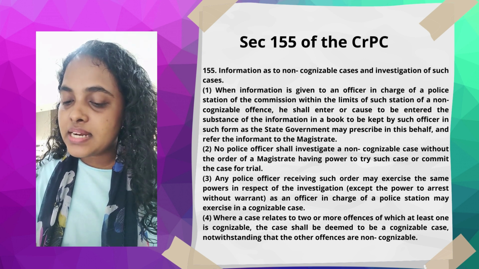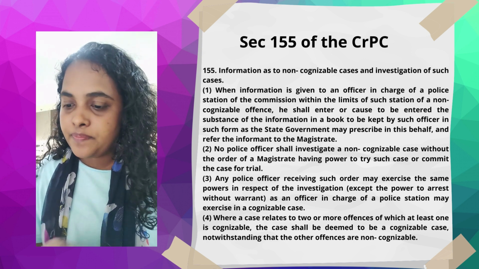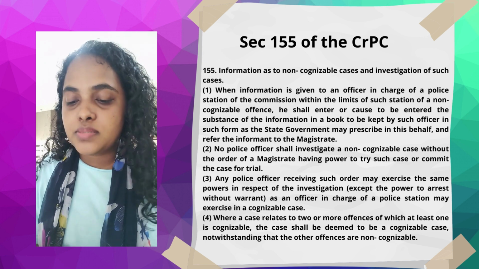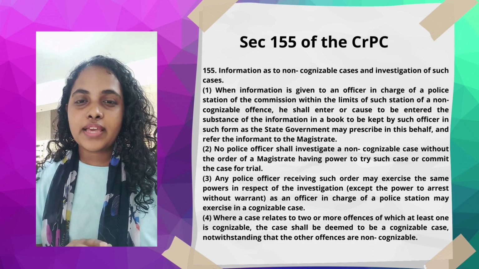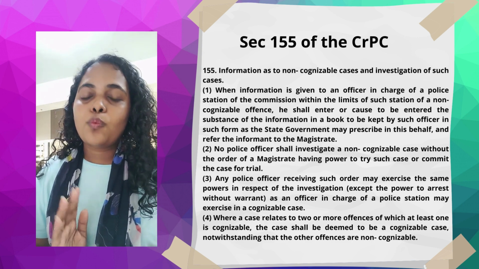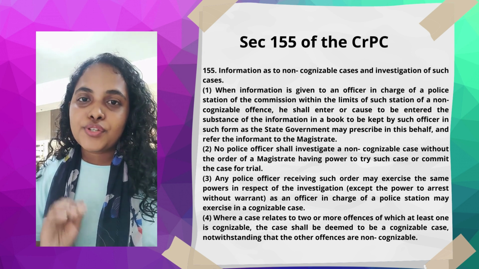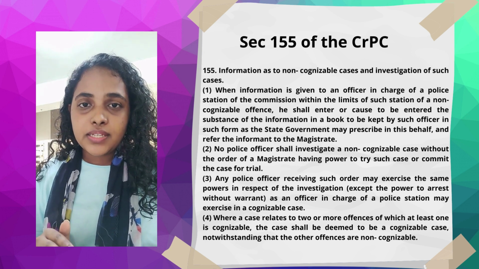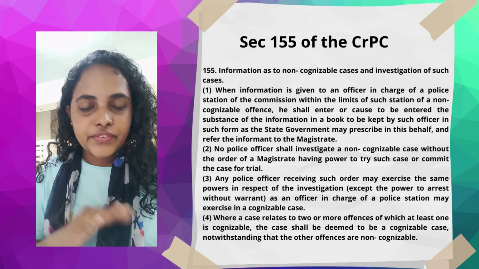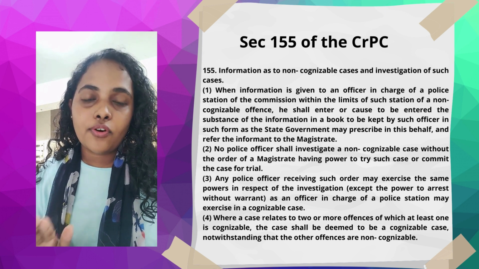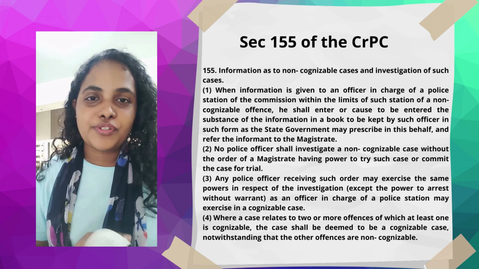And then, where a case relates to two or more offences of which at least one is cognizable, the case shall be deemed to be a cognizable case, notwithstanding that the other offences are non-cognizable. So this is important. There is a situation wherein one offence is cognizable but the others are non-cognizable. If that is so, the police has to follow section 154. They will file an FIR with the non-cognizable offence, and what has to be followed in section 154 will be followed further during the investigation and the procedure.